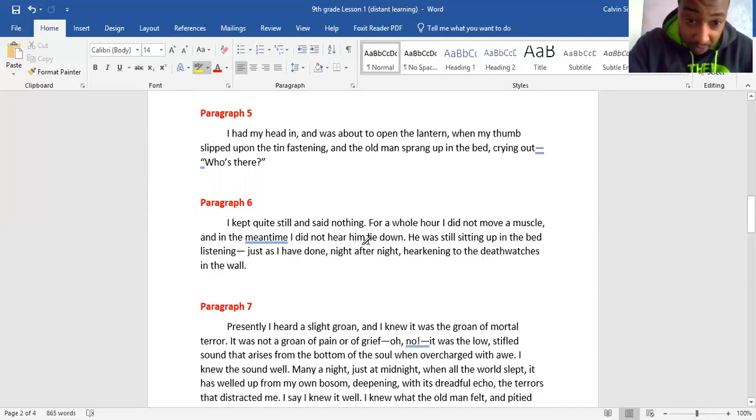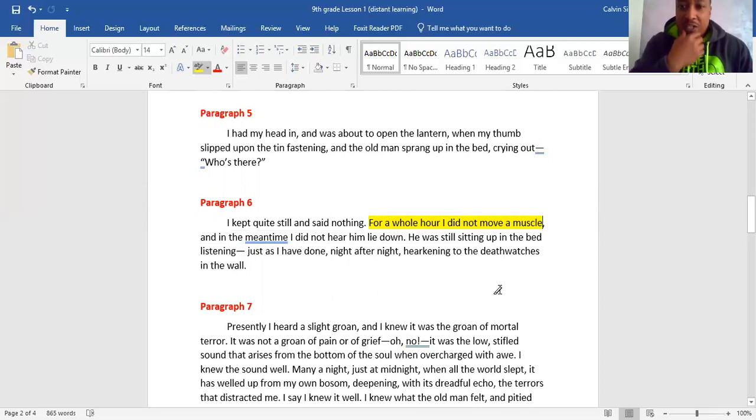However, when I look at paragraph 6, there's a little piece that I think I want to highlight. And I don't know what you guys think, but I think that this shows obsession, maybe even madness. This part here: "For a whole hour, I did not move a muscle." Okay, and I think that that part right there is where I'll stop, right?